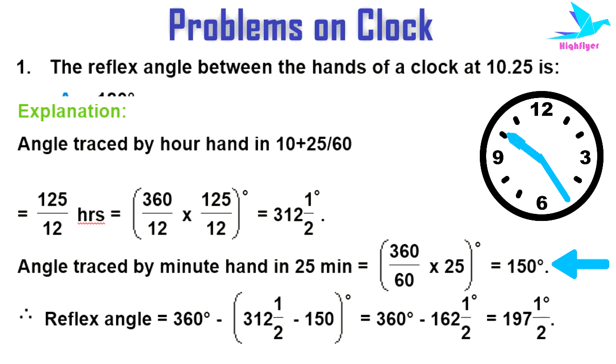150 degrees. So as the reflex angle is the greater angle, that's why it's equal to 360 minus 312 and a half minus 150 degrees. That is equal to 197 and a half degrees.